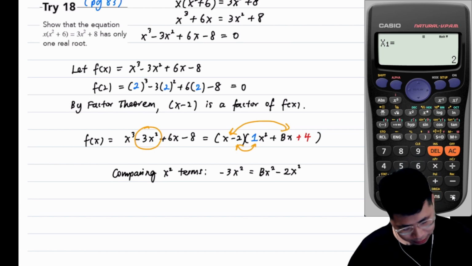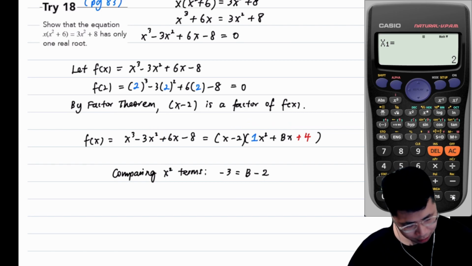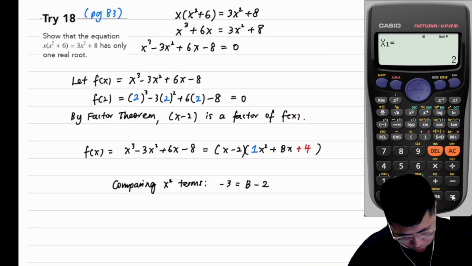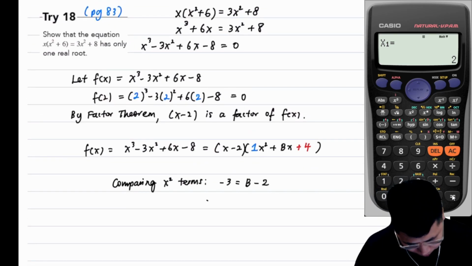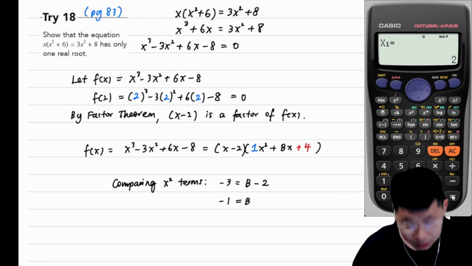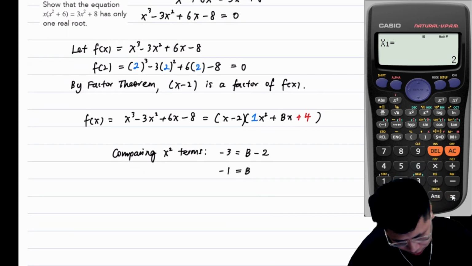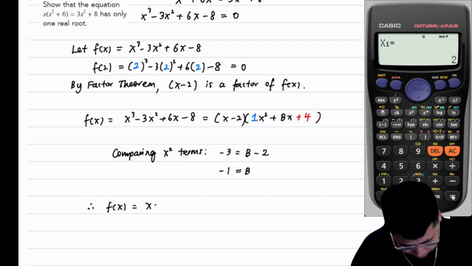Because these are all x squared terms, we just need to compare the coefficients. So negative 3 equals b minus 2, just like that. So here b is going to be equal to negative 1, and because of that, f(x) is equal to (x minus 2)(x squared minus 1x plus 4), right?